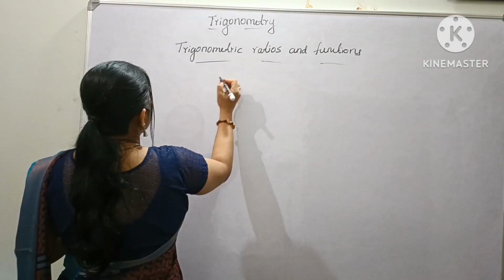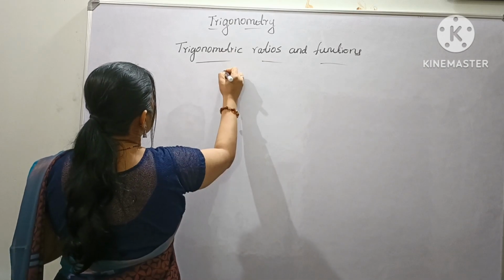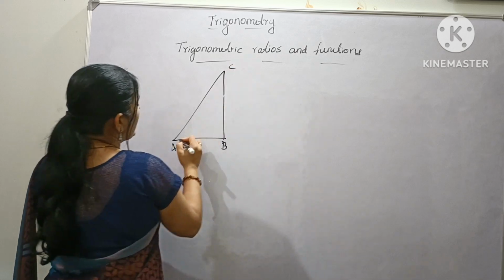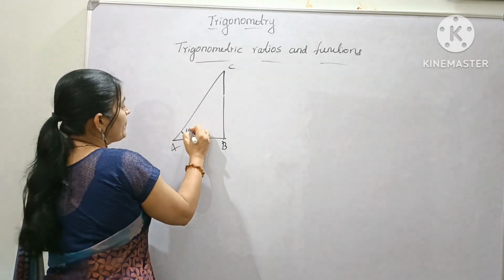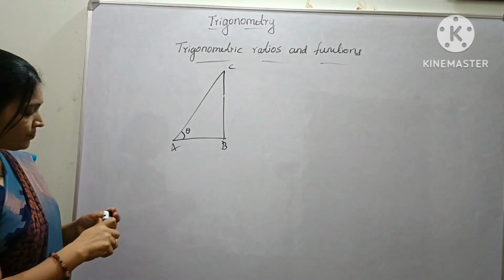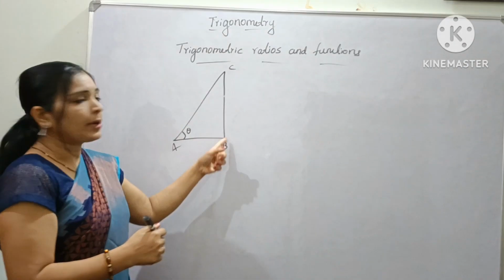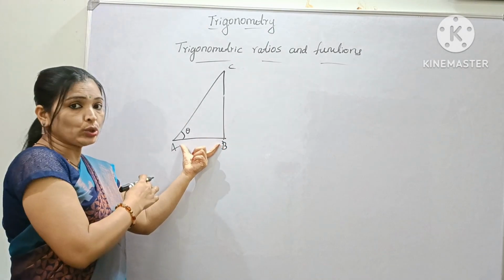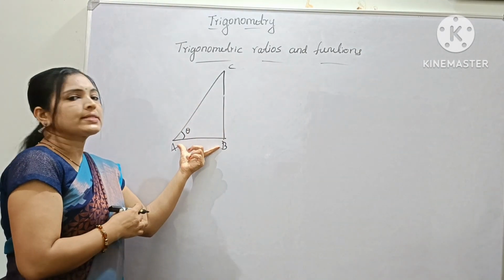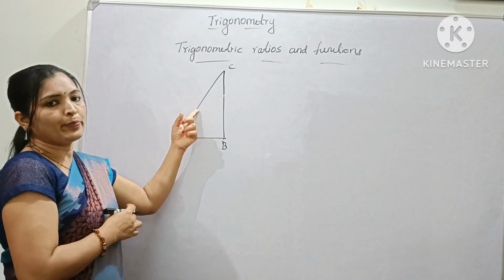Let us consider one right angle triangle ABC. Let this angle be theta. Then this side is the perpendicular side, and according to theta, this side is the perpendicular or opposite side, this is the adjacent side, and this is the hypotenuse.